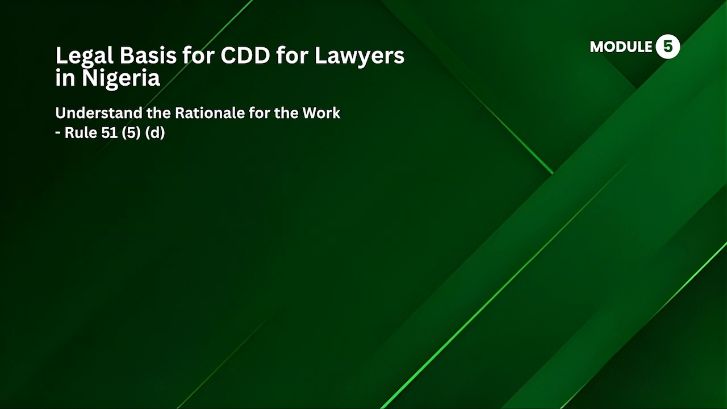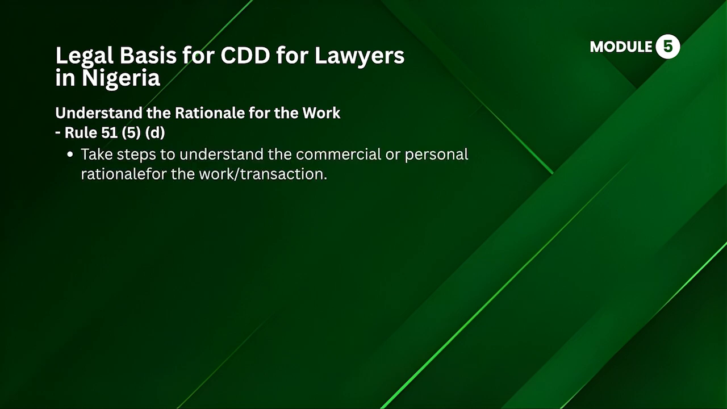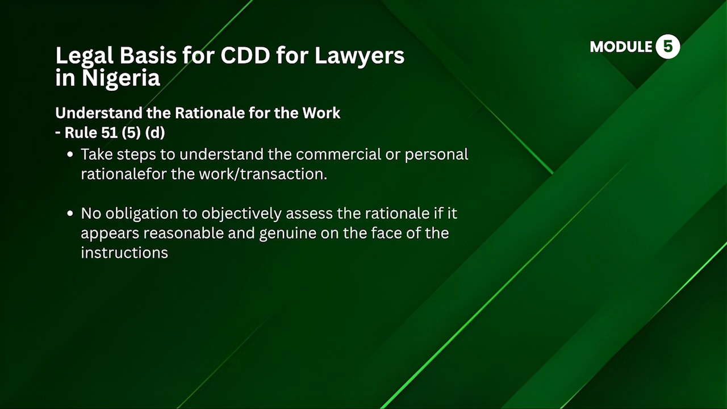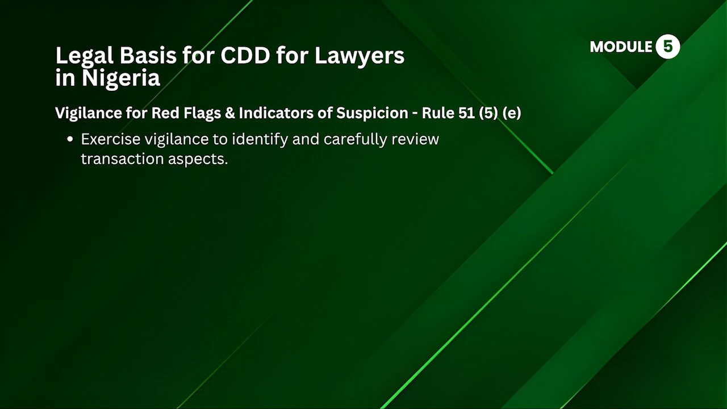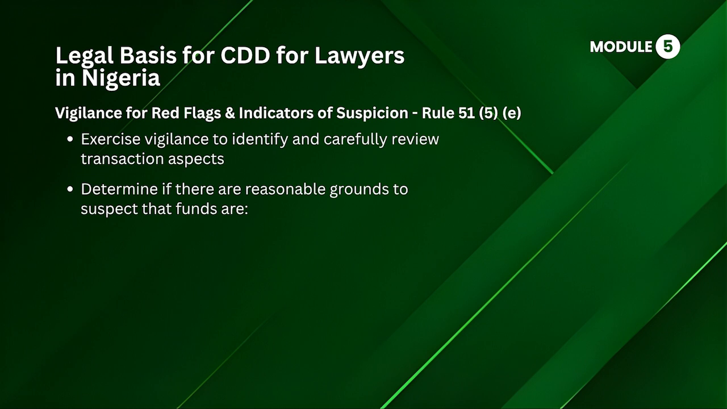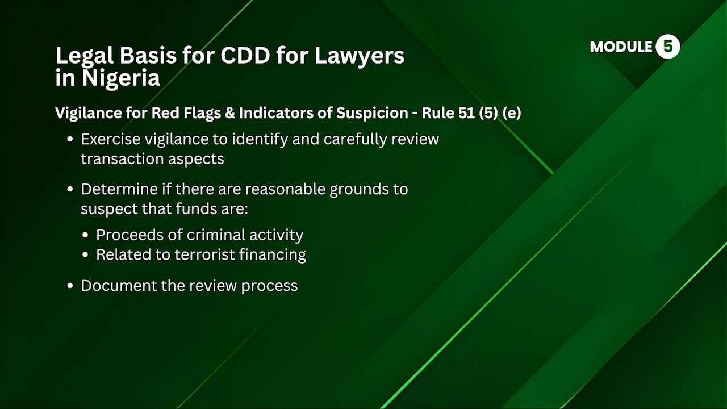Rule 51, Section 5D requires us to take steps to understand the commercial or personal rationale for the transaction. No obligation to objectively assess the rationale if it appears reasonable and genuine on the face of the instructions. Rule 51, Section 5E requires us to exercise vigilance to identify and carefully review transaction aspects. Determine if there are reasonable grounds to suspect that funds are proceeds of criminal activity or related to terrorist financing. Document the review process. This documentation alone suffices to demonstrate compliance and assist in interpreting red flags or indicators.